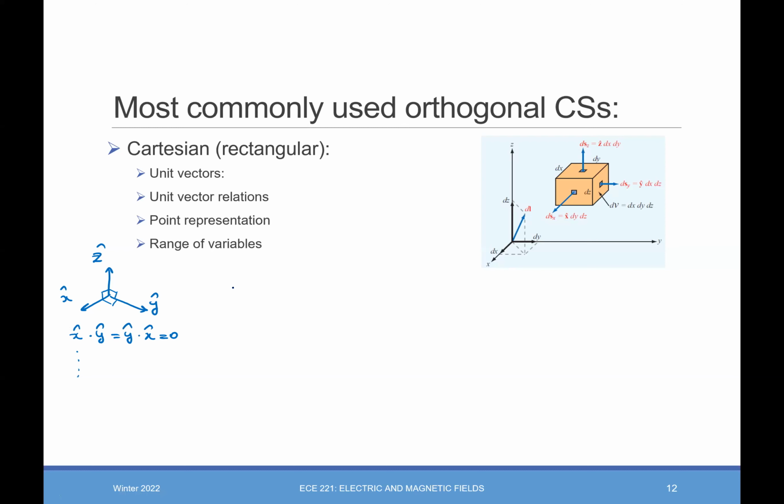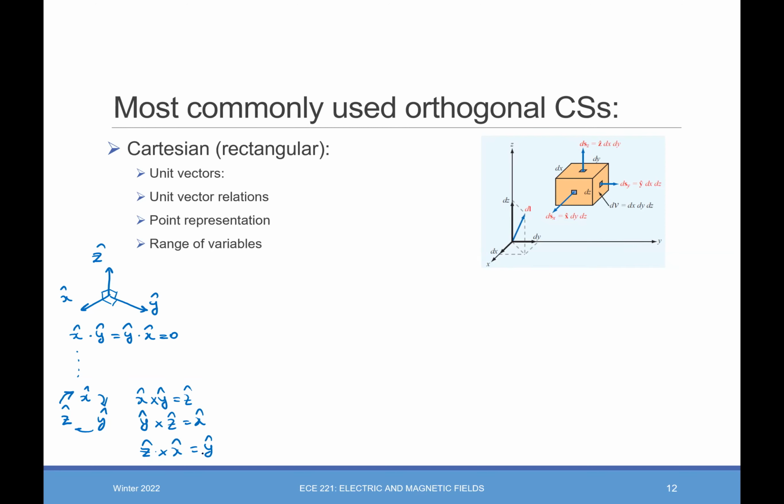The cross circle is going to be like this: x hat, y hat, z hat. And so that means that x hat cross y hat is going to be z hat, y hat cross z hat is going to be x hat, z hat cross x hat is going to be y hat.